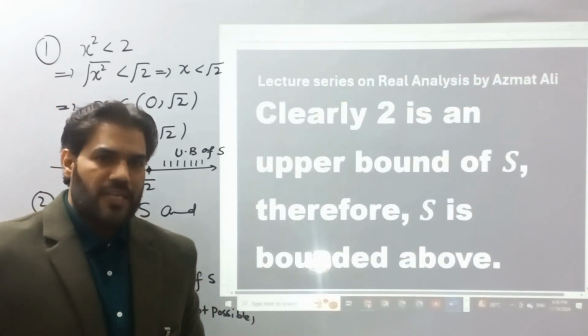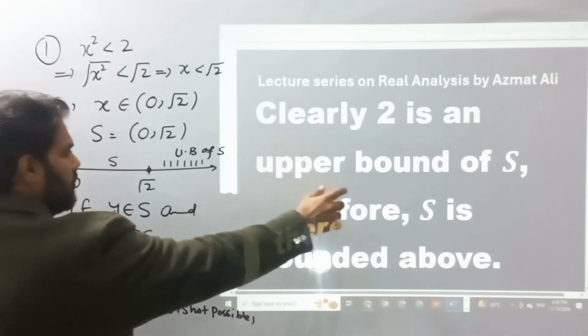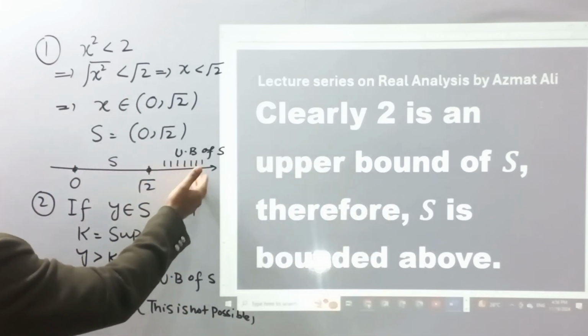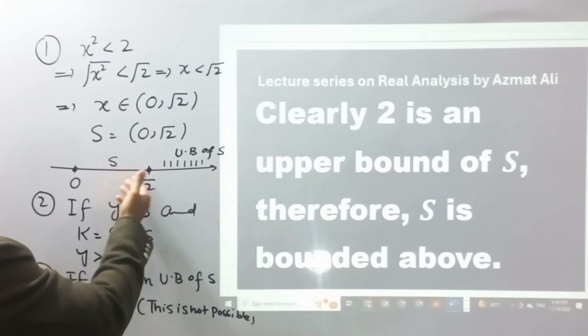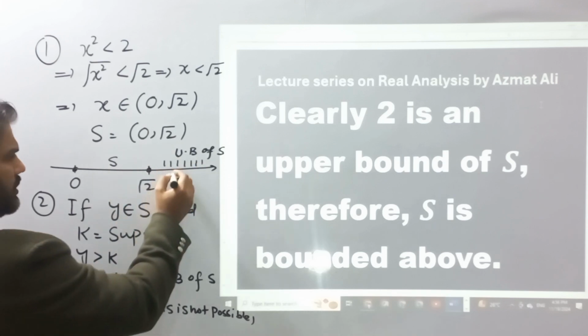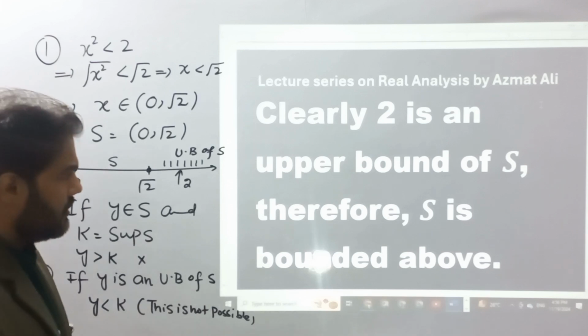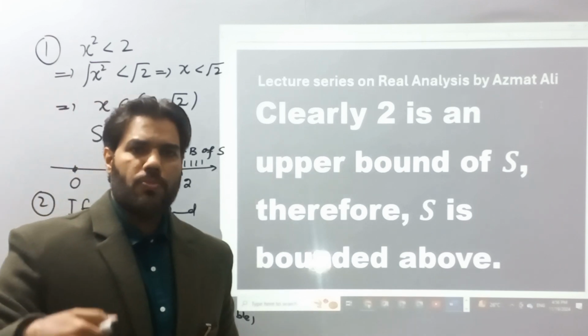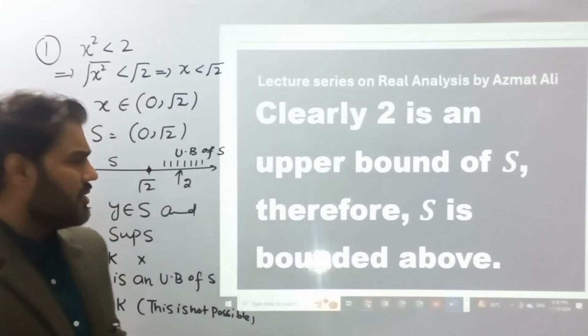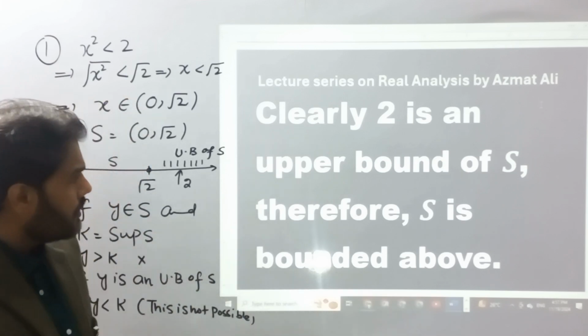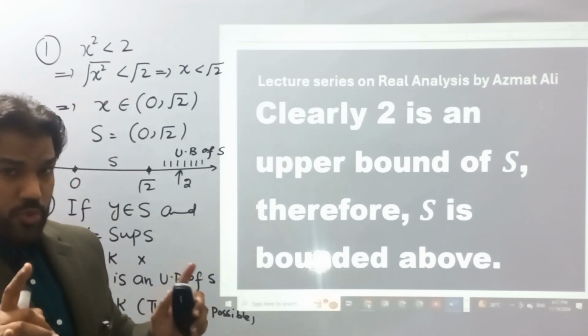Next, clearly 2 is an upper bound of set S. You can notice that there are infinite elements which are upper bounds of set S. So 2 is one of the elements in this region that will be an upper bound of set S. So clearly 2 is an upper bound, 2.5 is an upper bound. Every element that is greater than square root 2 is an upper bound of set S. Every element should be rational.